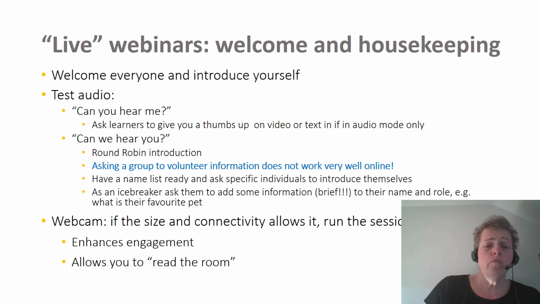Asking a group to volunteer information verbally in a webinar does not work very well because everyone waits. Everyone wants to be polite and doesn't say anything for quite a while, and then everyone starts talking at the same time. So have a name list ready and ask specific individuals to introduce themselves. As an icebreaker, ask them to add some information. Make sure it's brief, in addition to their name and role. For example, ask them what their favorite pet is.